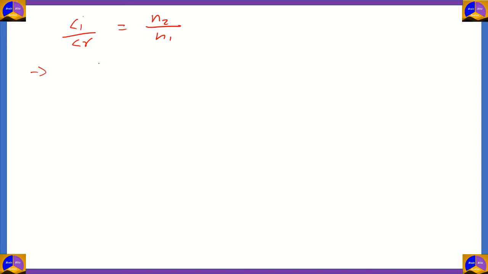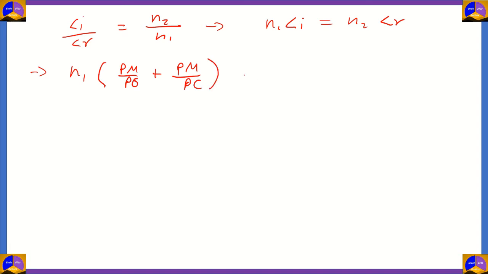So now let's cross multiply them. So what you get is N1 times angle I equals N2 times angle R. Now we can substitute the values for angle I and angle R. According to equation 1, angle I is PM by PO plus PM by PC, and angle R will be equal to PM by PC minus PM by PI.